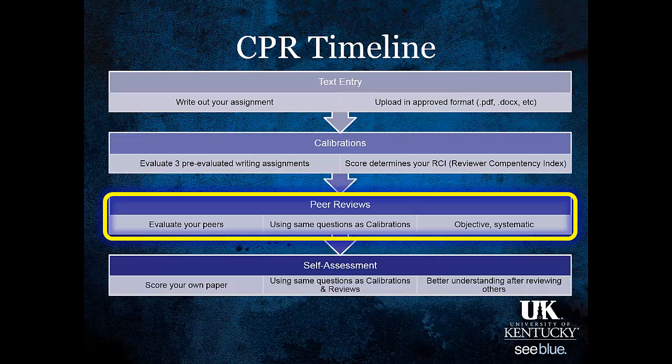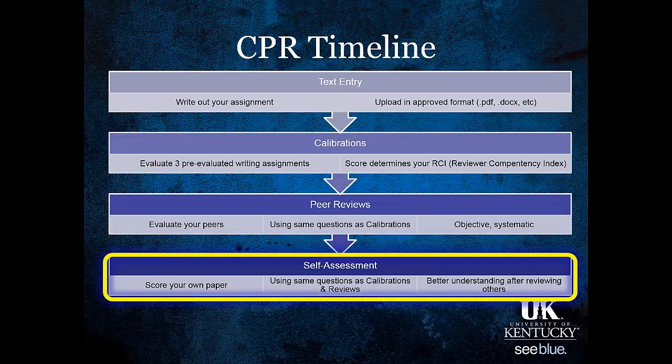The third step are the peer reviews, and this is where you actually get a chance to evaluate the writing of your own peers. You'll use the same questions to score these papers as you did in the calibrations. And this is another way that the calibrations serve as sort of a way to get you used to the scoring process. By using the same questions and keeping everything very stringent, we hope to make the CPR evaluations very objective and systematic.